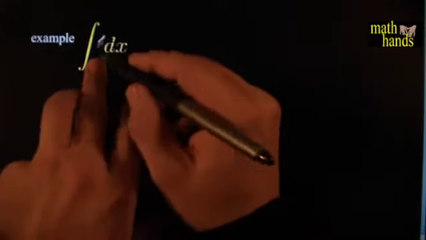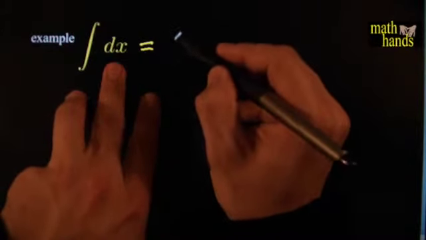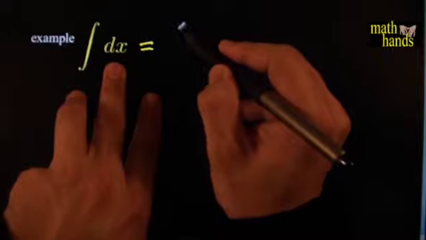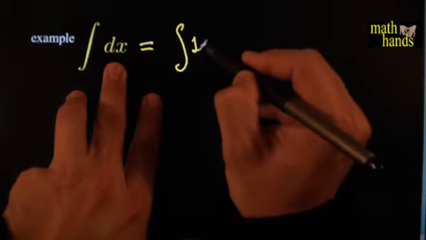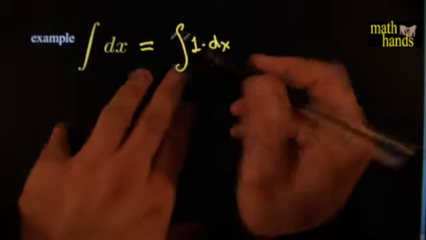This is an interesting one. There's nothing here. When there's nothing there, you could do it two different ways. I'll do it two different ways. One way to do it is you can imagine that there's a 1 there. By multiplicative identity, 1 times dx is the same thing as a dx.